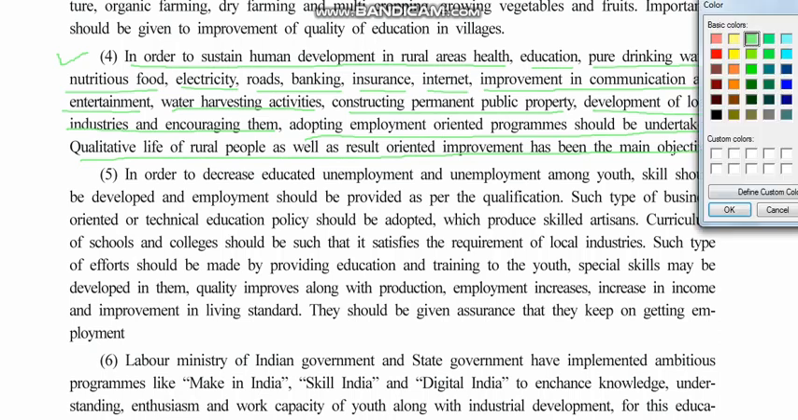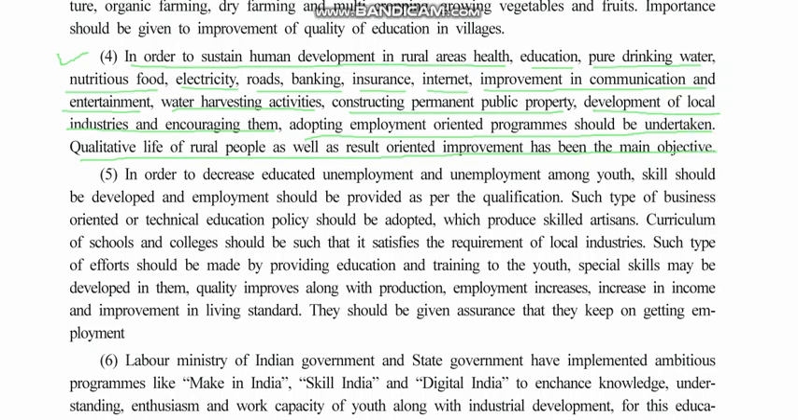Next is 5th. In order to decrease educated unemployment and unemployment among the youth, skills should be developed. This is very important. Skills should be developed and employment should be provided as per the qualification. Such type of business oriented or technical education policy should be adopted which provides skilled artisans. Artisans are very important for the development of industries also.